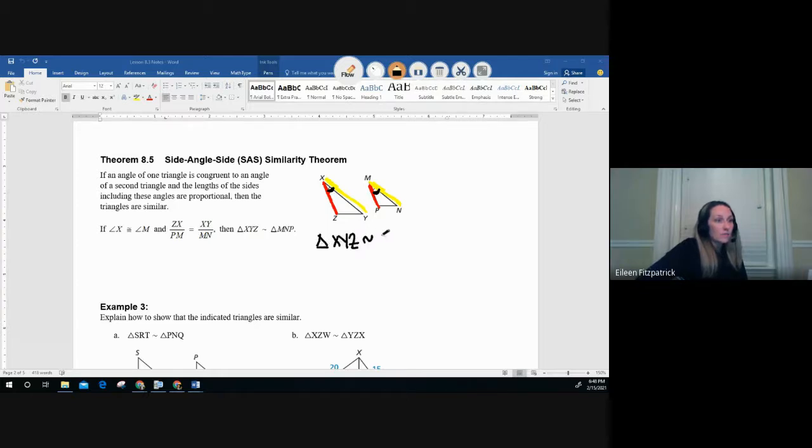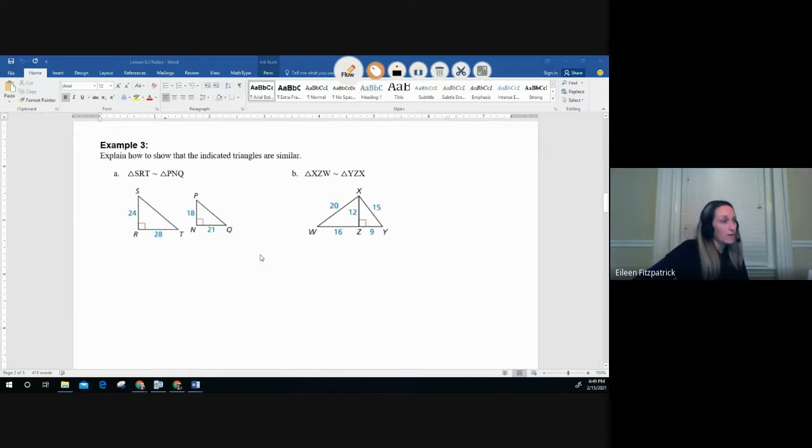XYZ is similar to triangle MNP by side-angle-side similarity. Again, the sides aren't congruent, they're proportional, but the included angle is congruent. All right, so let's use that now.